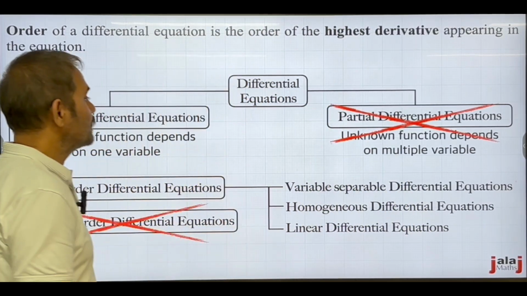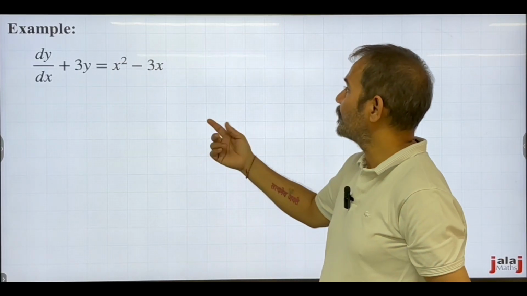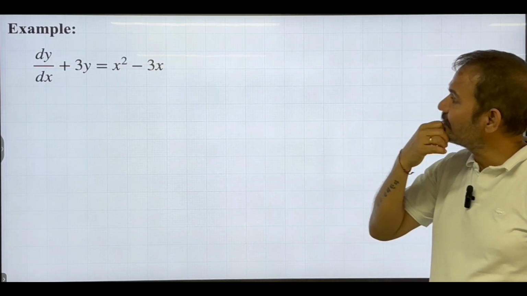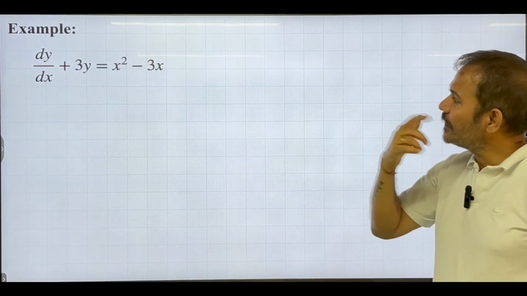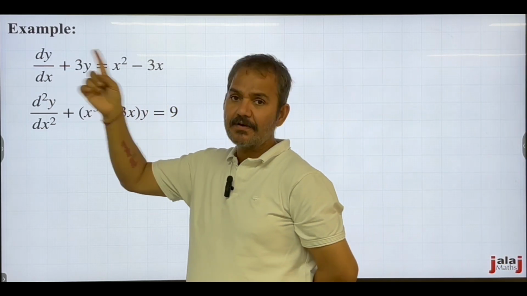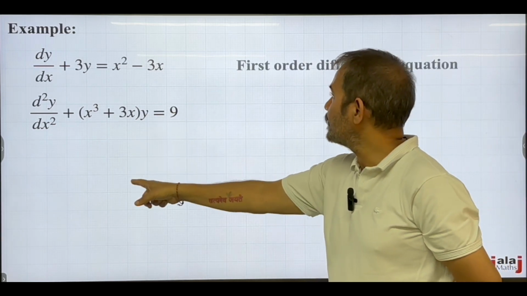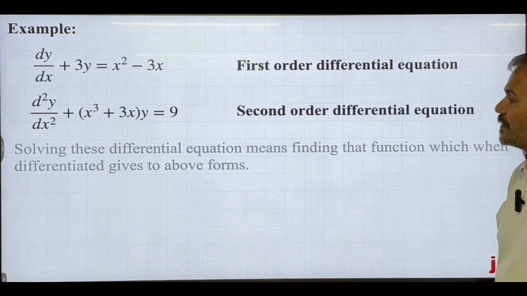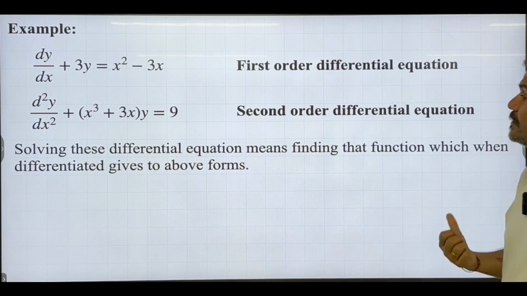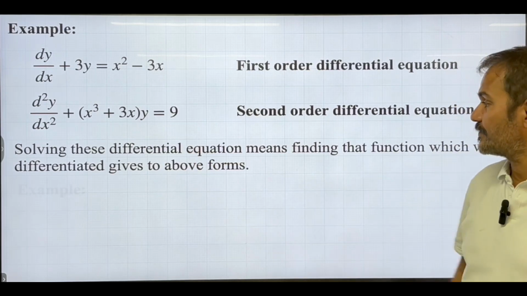Let's move on. To start with, let's take this example: dy/dx plus 3y = x squared minus 3x. Here, what is the highest derivative present? 1. So this is a first order differential equation. This is a second order differential equation. Solving these differential equations means finding the function which, when differentiated, gives the above form that we just discussed.